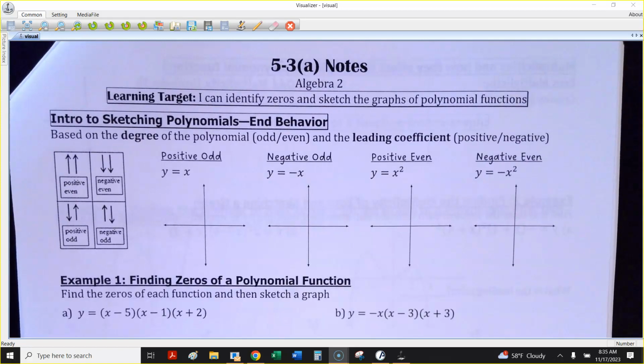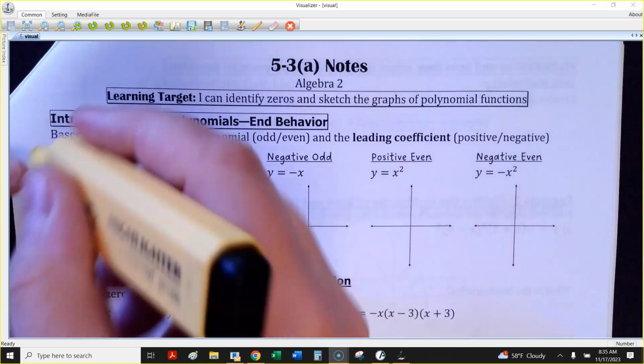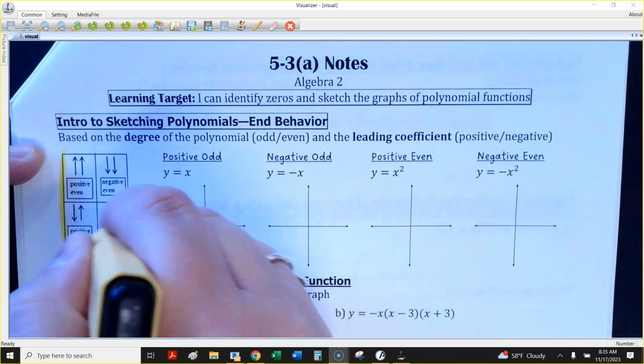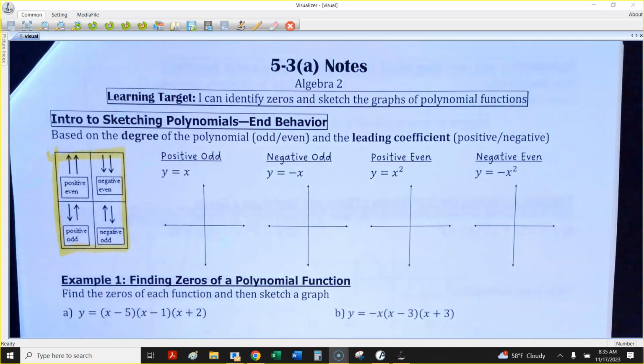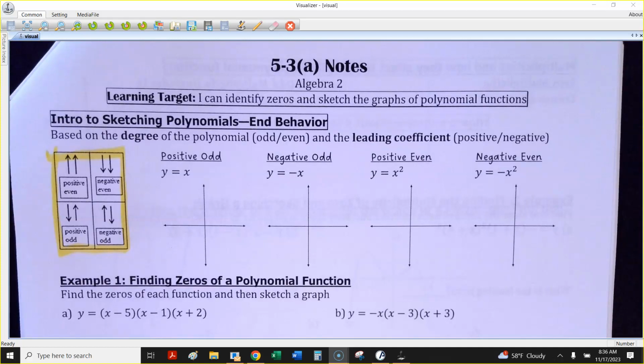Different things can happen at the end of a graph. So I've got this little table. I give you guys this little table, like on a test or quiz. And that's based on the degree, which is the highest power of x, and whether or not the leading coefficient is positive or negative. So I just did the most basic version of each one of these to give you an idea of what it would look like.